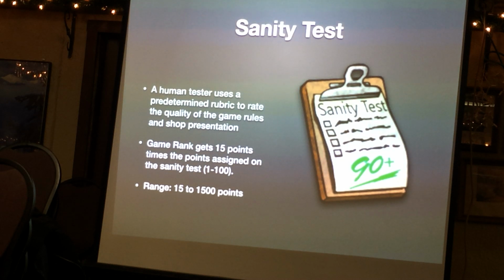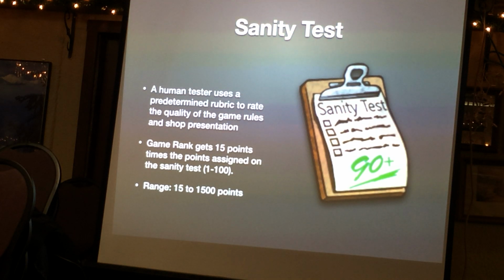So the first thing we need to do is we have this system on the site already called a sanity test. You can pay 25 bucks and one of our professional editors will read the rules to your game and see if they can figure out how to play it. They will offer you advice back on how to fix your rules, and they will also look at your shop page and say, does this look appealing to me? Would I consider buying this game based on the shop page? That comes out to 100 points.